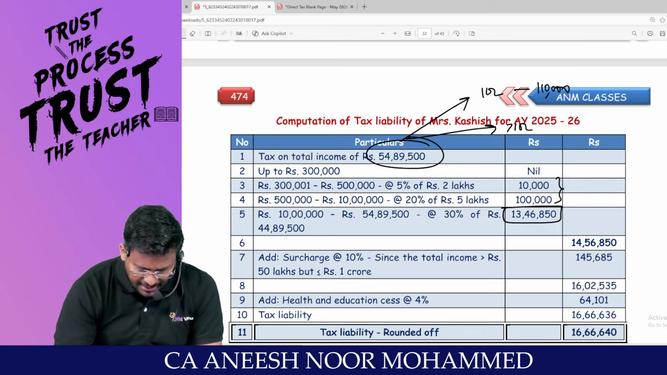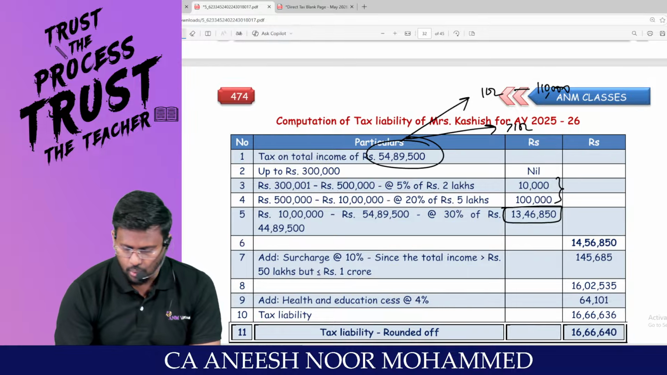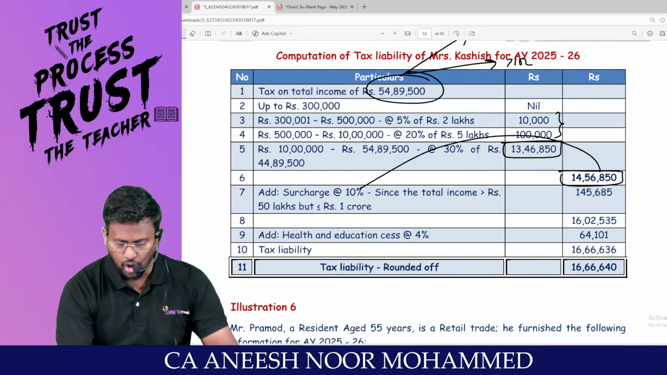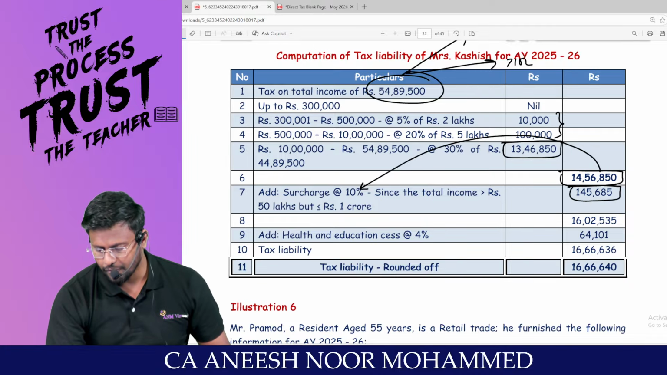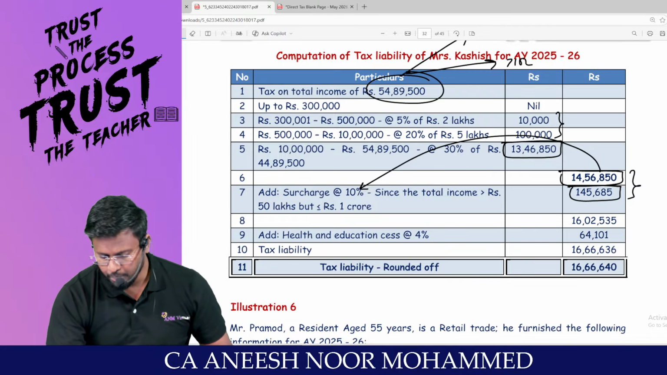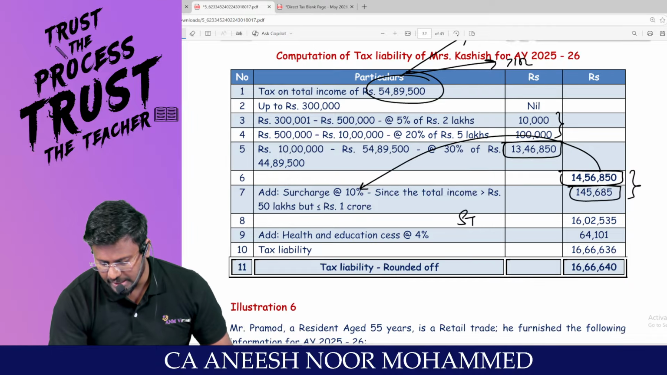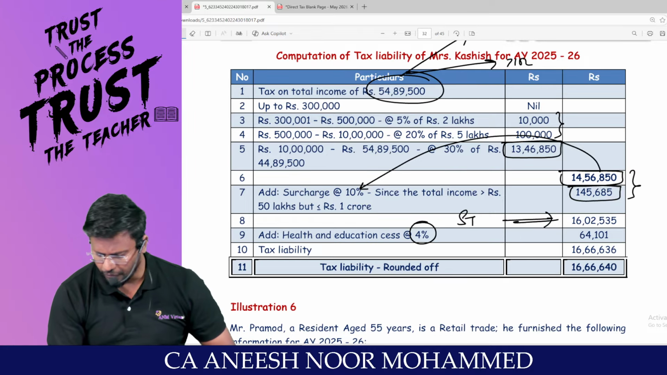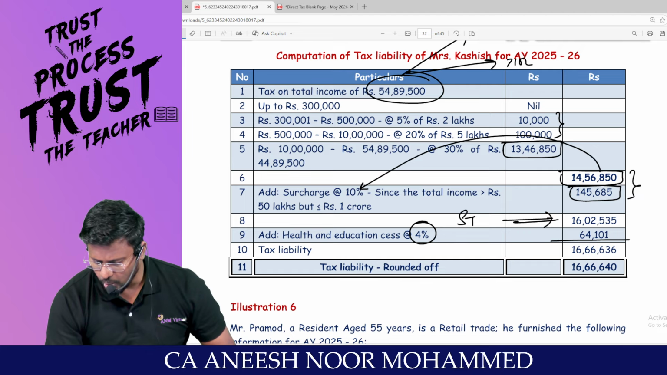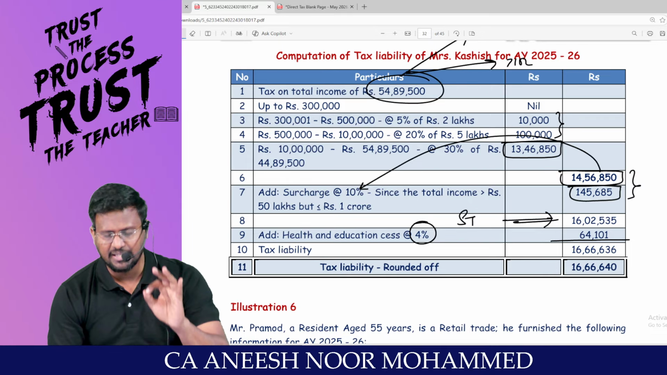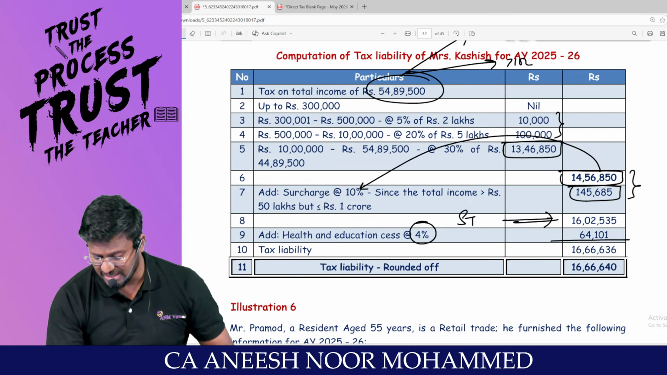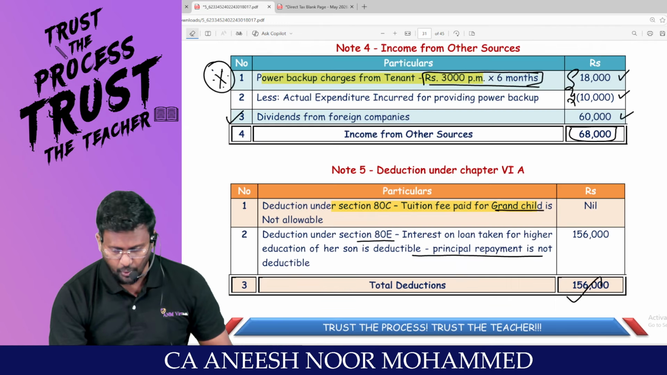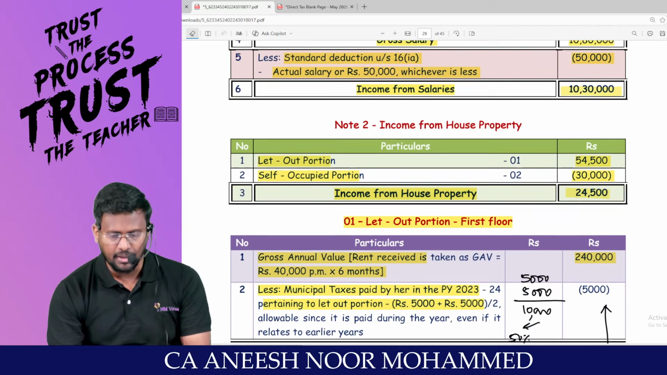Comes to 13,46,850 plus 1,10,000 comes to 14,56,850. On that, pay surcharge of 10%, which comes to 1,45,685. On both the figures, sir, you will get the subtotal. You have to add health and education cess at the rate of 4%, and you will get total tax liability of 16,66,636. That last 6 should be rounded off to 16,66,640. What a beautiful fifth question, my dear lovable students.